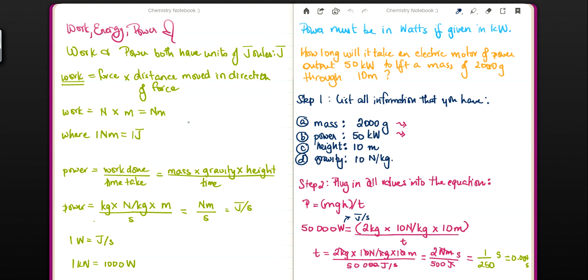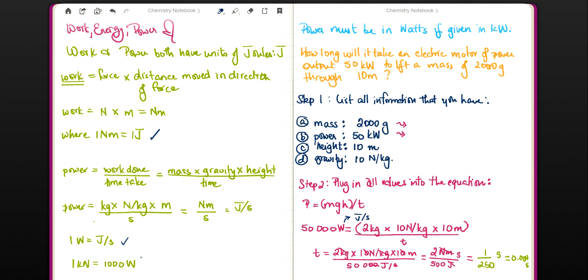The kilograms cancel out to give you newtons alone, and the meters. So newton meters is also equal, like I said, to 1 joule. So you would have newton meters over seconds, which is joules per second, and joules per second is equal to 1 watt, right? And 1 kilowatt is equal to 1,000 watts.